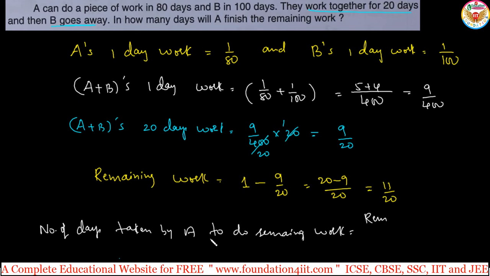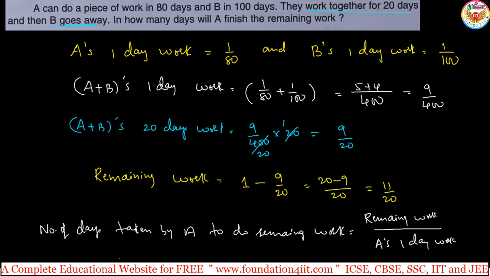So whose balance capacity do you have to find out? A's, right? So we need to know the remaining work first. Remaining work by A's 1 day capacity. That is A's 1 day work. How much can A do in 1 day, based on that.